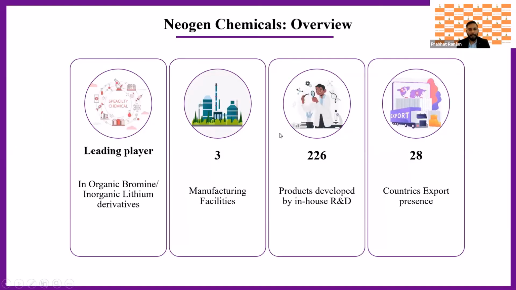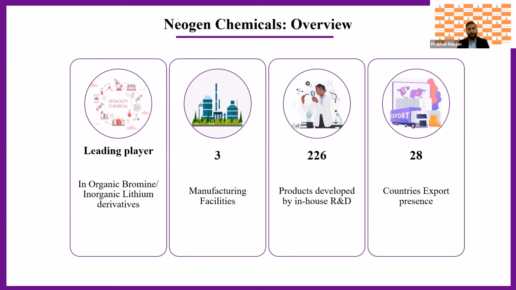Yeah, so it's a leading player in the organic and inorganic side. On the organic side, the company is mainly manufacturing in three segments: APIs or intermediates, then custom synthesis of molecules, along with the bromine derivatives. On the inorganic side, the company is manufacturing lithium-based derivatives. So roughly, in the broad breakup, 80% is on the organic side and 20% on the inorganic side.